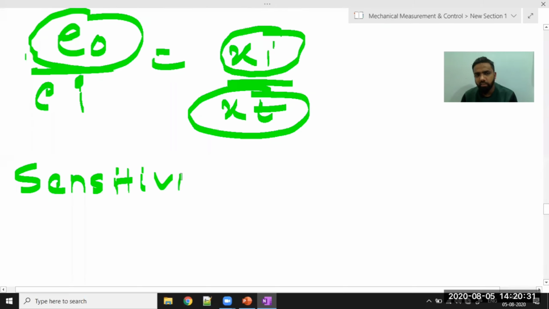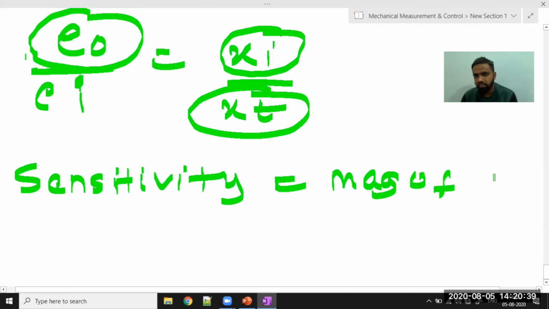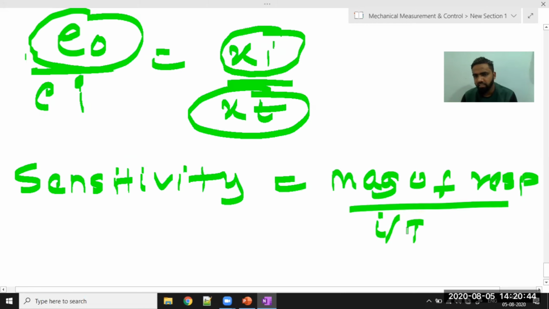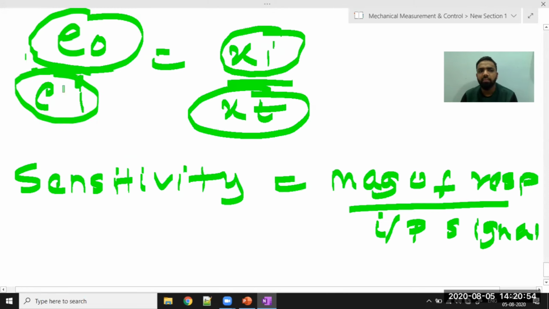Sensitivity of an instrument, if I have to write it, is nothing but the ratio of magnitude of response upon the input signal. Just think about it correctly. Now, magnitude of response: out of all this, what is the magnitude of response that you are going to observe?